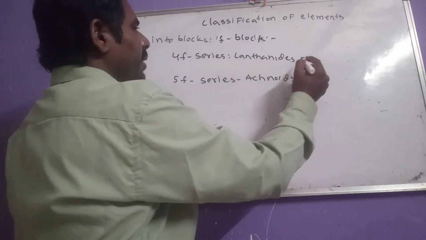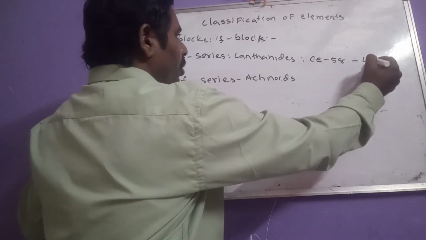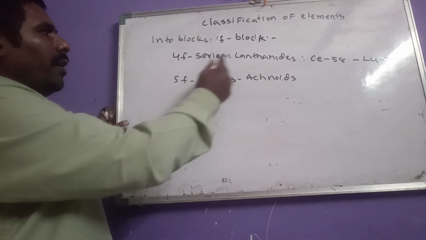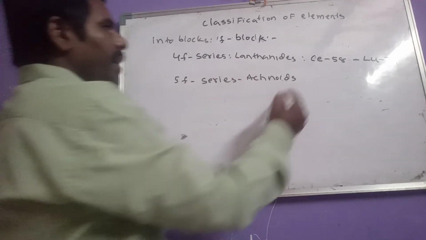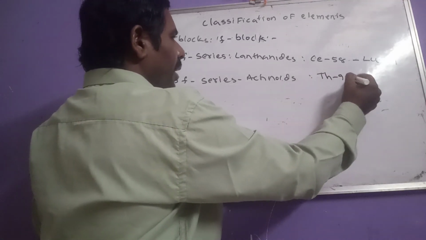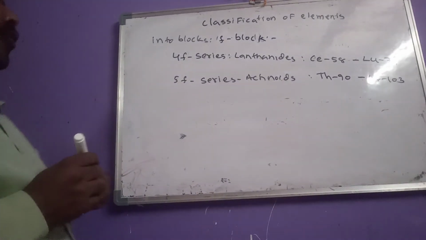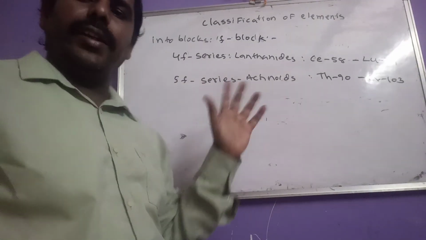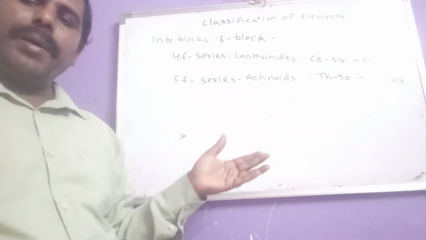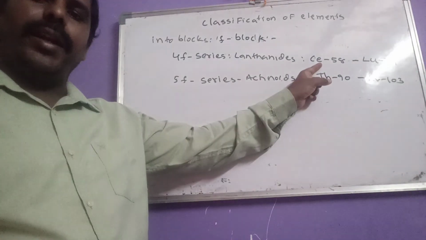What are these 4f series elements? Cerium 58 to lutetium 71. Those 14 elements are called lanthanide elements. And what are the actinide elements? Thorium 90 to lawrencium 103. These 14 elements are called the 5f series. One important question here: what is the first member of lanthanides? Cerium 58.